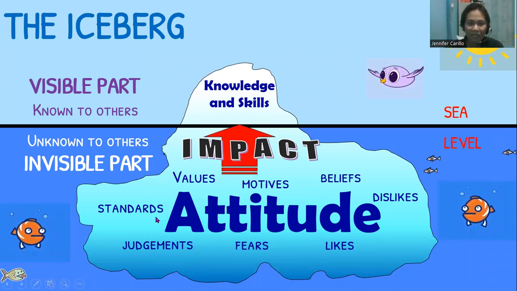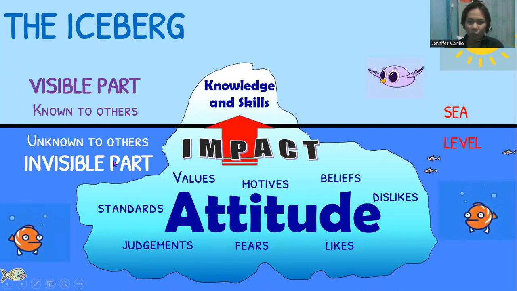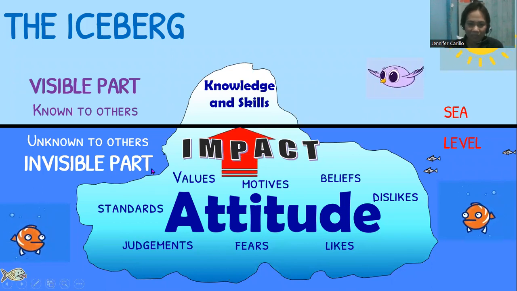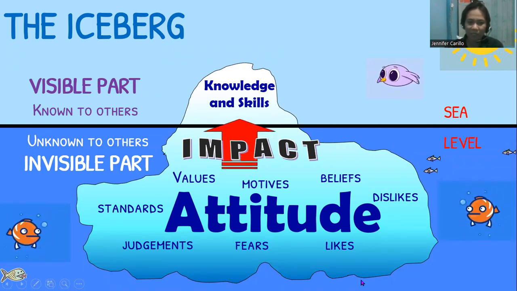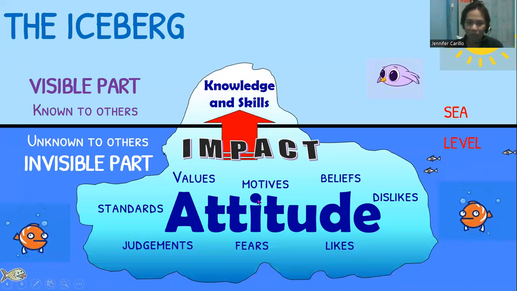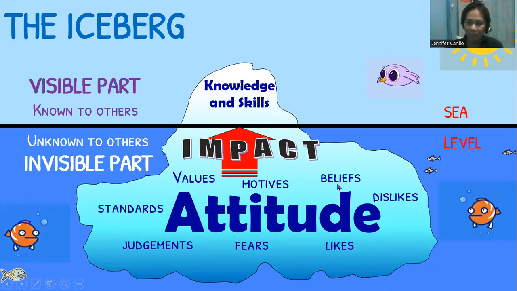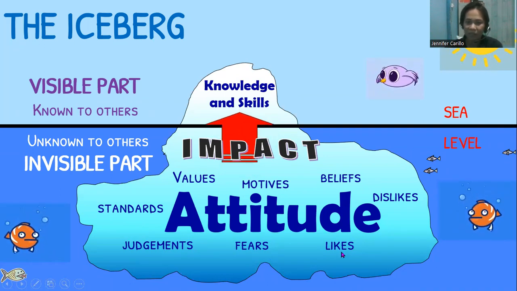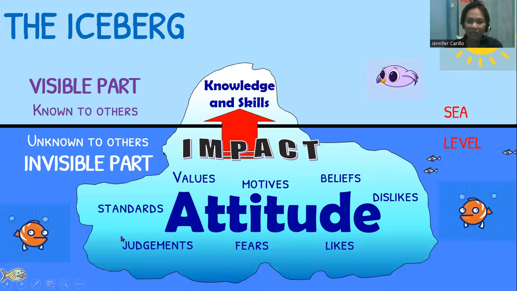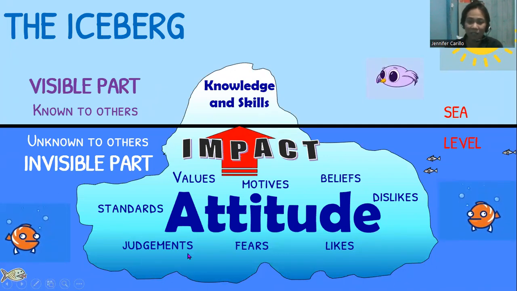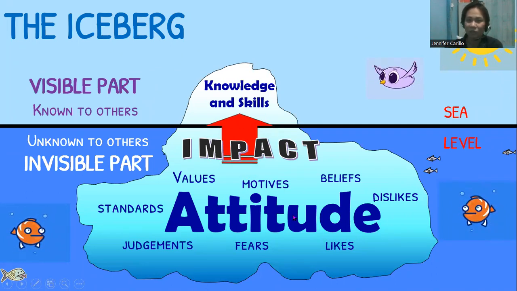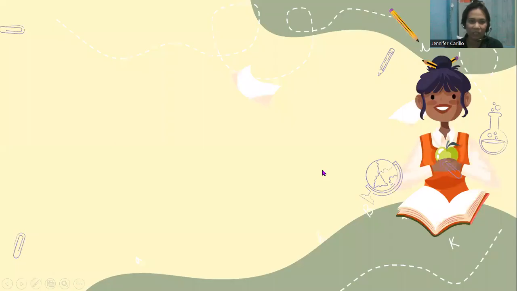So this is why it is important that we develop a positive attitude in our students, helping them develop good values, motives, beliefs, standards, philosophies, judgments, fears, likes, and dislikes. We will need to guide them on how they develop this attitude, and we call it the development of the affective domain.